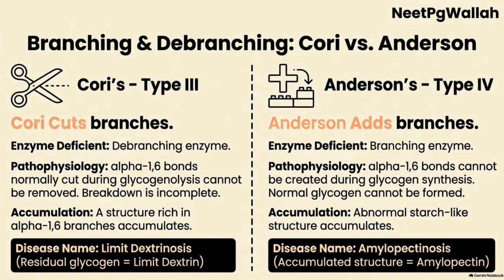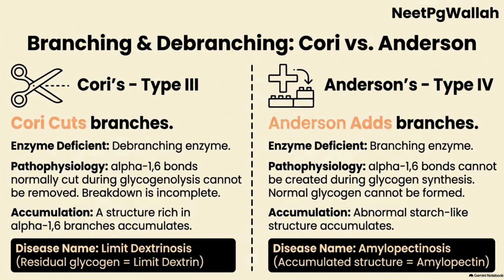Cori's type 3 is a breakdown failure. Cori cuts branches. The debranching enzyme is deficient, meaning alpha-1,6 bonds that are normally cut during glycogen breakdown simply cannot be removed. Because breakdown is incomplete, a residual structure rich in these branches accumulates. This is called limit dextrin, which is exactly why Cori's is also known as limit dextrinosis.